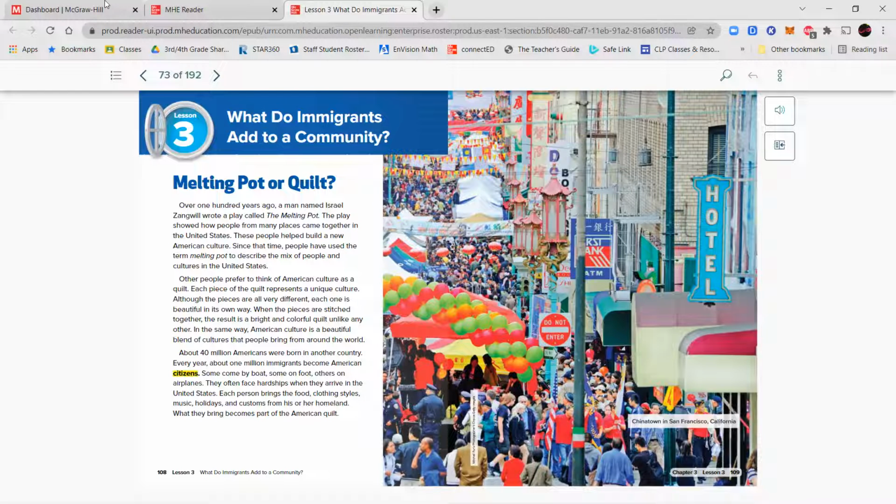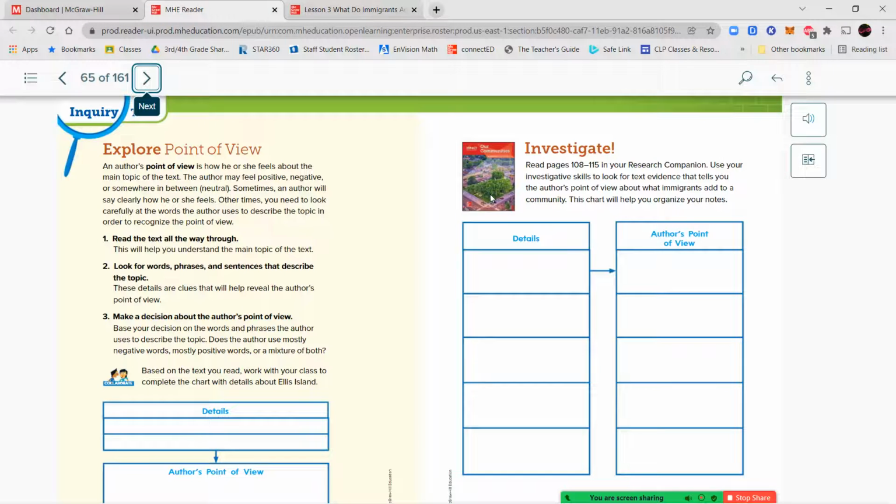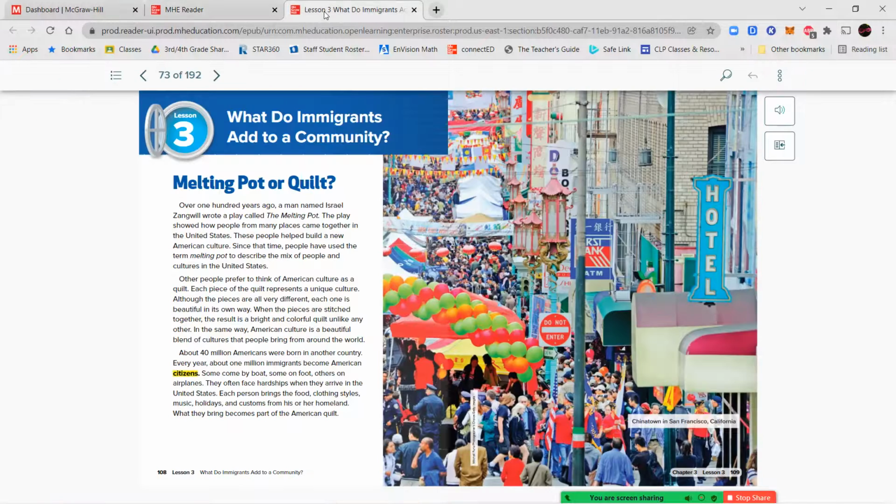So for our first detail that we can put into our graphic organizer, we can say that American culture is a blend of cultures that people bring from around the world. And we can see from while we were reading that the author is using a lot of positive words and phrases to describe this. So you can say that the author has a positive point of view because he or she uses a lot of positive words and phrases to describe the American culture.